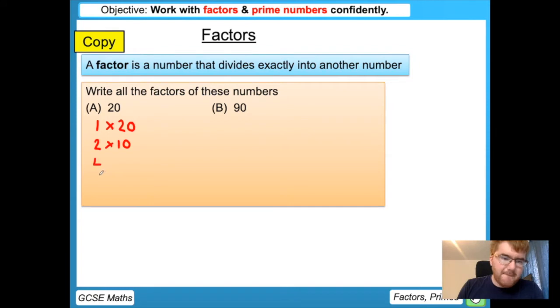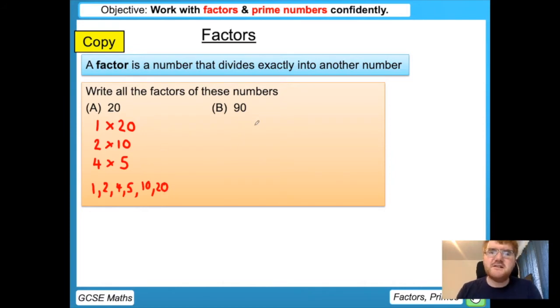Then we look at 4, and we go, well, does 4 go into 20? Yes, it's in the 4 times table, 4 times 5. Now, we can stop at this point, because our next number would be 5. We've already done 5. And once we go beyond that, we've already counted the numbers already. So we can write down for certain that our factors are 1, 2, 4, 5, 10, and 20.